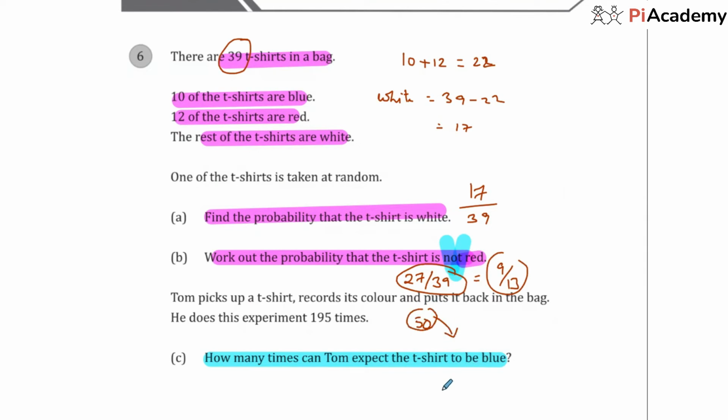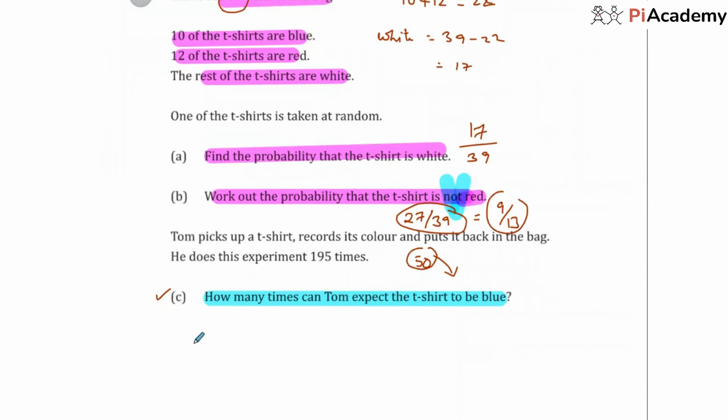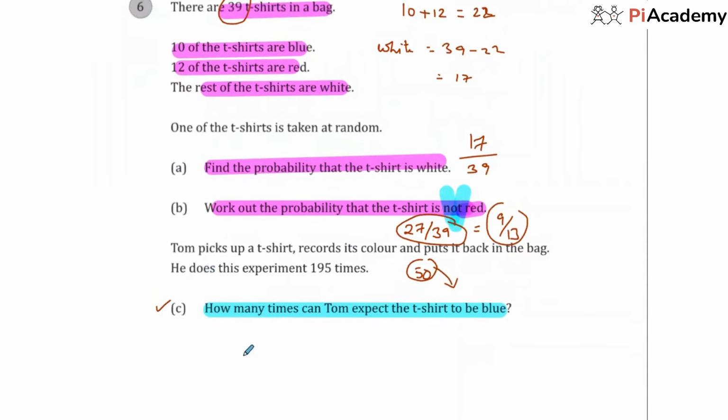Yeah. I had a different method for C. For C, okay, go ahead. Yeah, so basically I did 10 over 39 because the probability of getting a blue t-shirt is 10 over 39, and then I multiplied it by 195 because he's doing the experiment 195 times, and I got 50. Yes, correct. Wonderful. Good, guys.